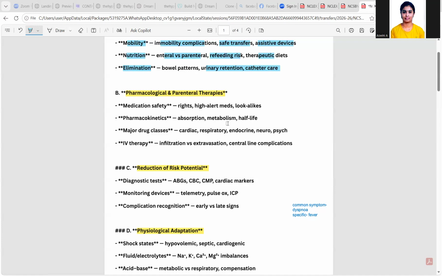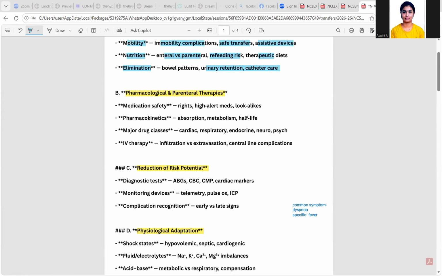Okay, so such things should be checked. And one more thing, how can we verify the right patient? First we can identify with the patient name and date of birth, because there may be multiple patients with the same name. Okay, and so we can confirm with the date of birth.